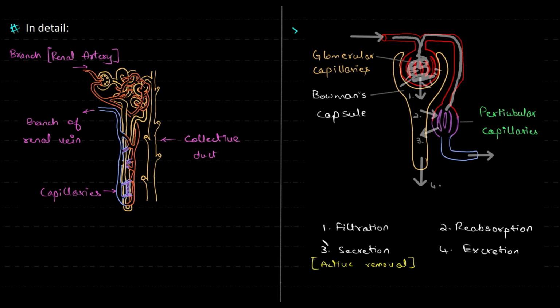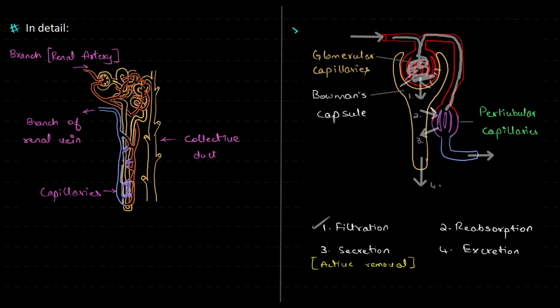Further exchange. At the very first step, we have filtration. The process is called filtration. This is passive. Passive means it's because of a pressurized scenario. Because of physical nature, there's no energy being spent. That's a better word. There's no energy per se being spent in doing this. That kind of filtration is happening.